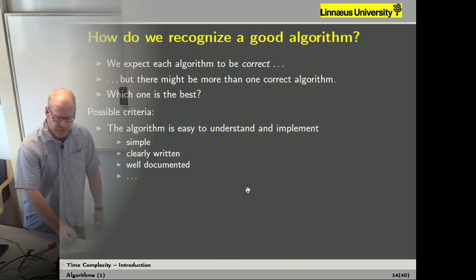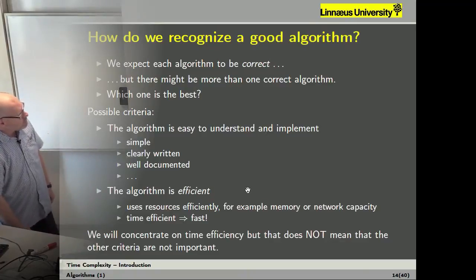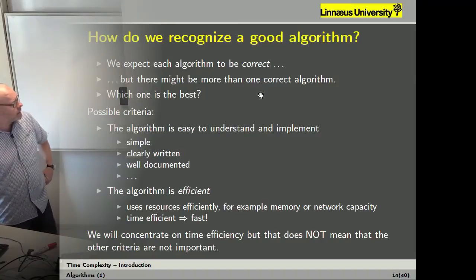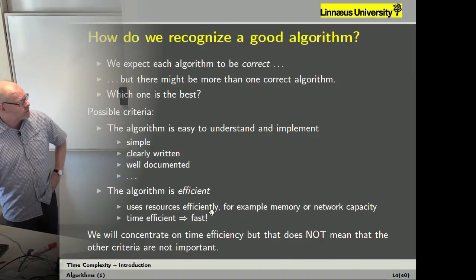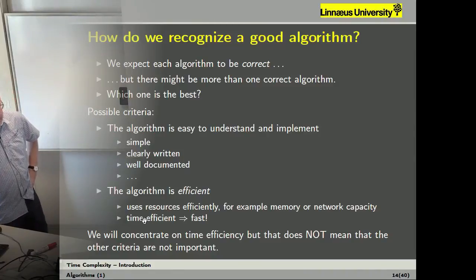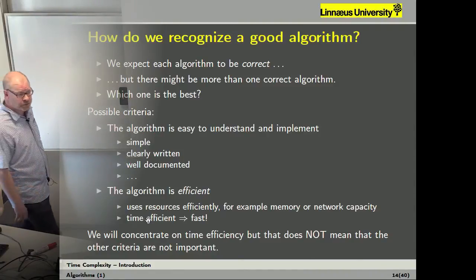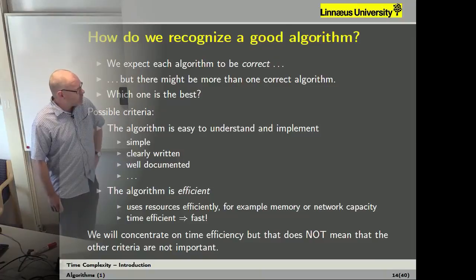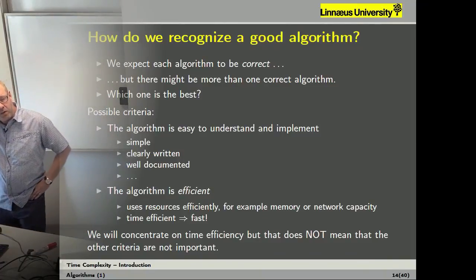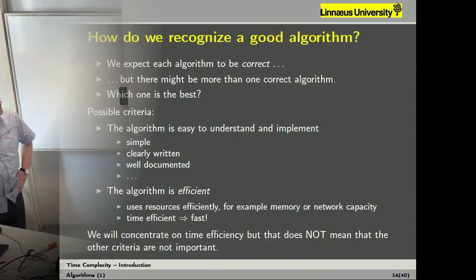And then we have the efficiency part. When the algorithm is efficient, in general, we are saying that it uses resources efficiently. For example, memory, network capacity, and time. Time means basically it's fast. I will talk a bit about an introduction to time complexity here, how you can estimate the time complexity for an algorithm. This is one way of comparing algorithms, but as I said earlier on, in many cases, simple is more important.